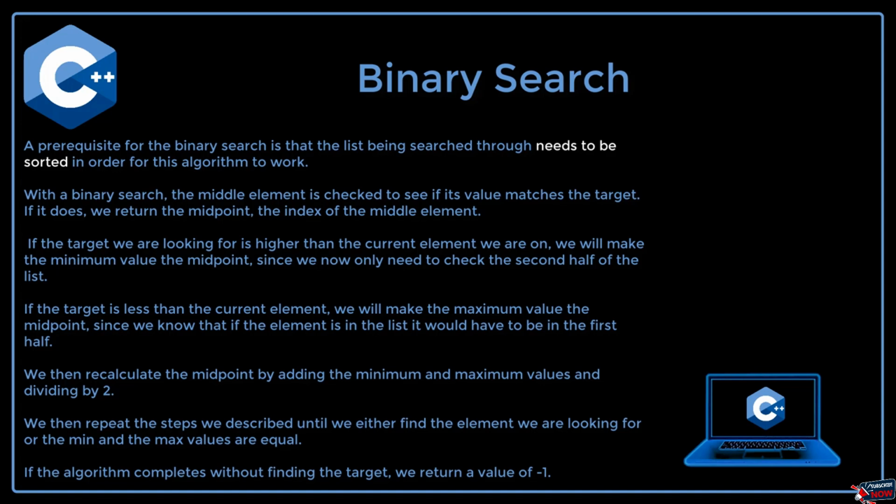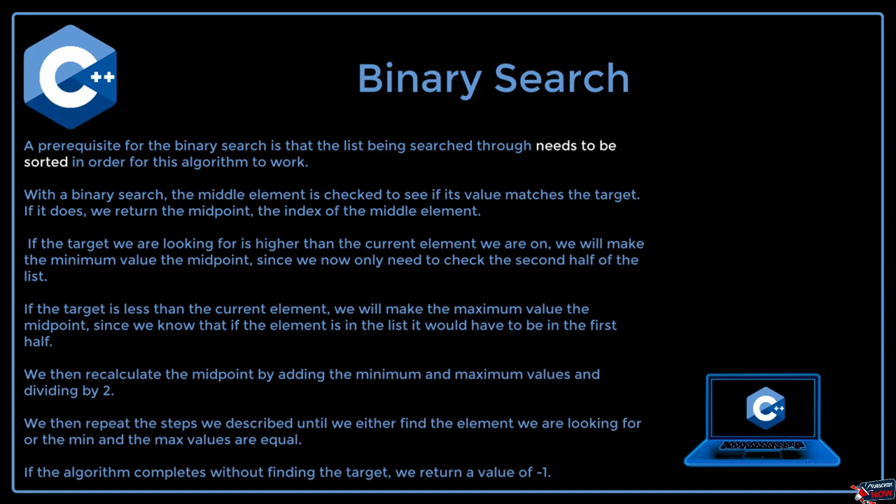With a binary search, the middle element is checked to see if its value matches the target. If it does, we return the midpoint, the index of the middle element. If the target we are looking for is higher than the current element we are on, we will make the minimum value the midpoint, since we now only need to check the second half of the list.